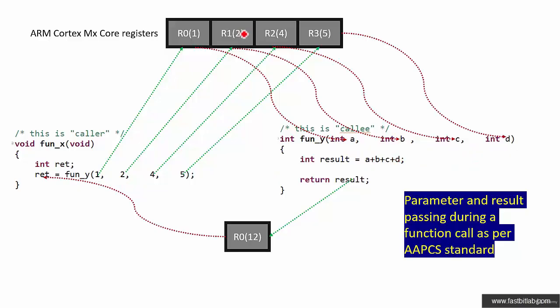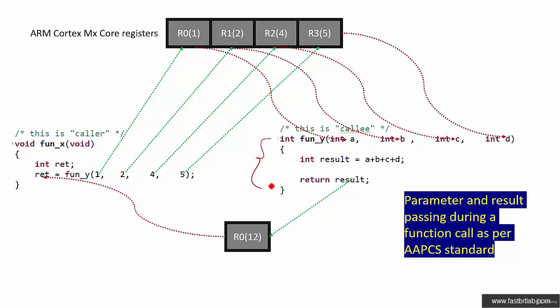According to this standard, always these 4 registers are used to pass the arguments from one function to another during function call. What function x does is it copies these values into its internal registers R0, R1, R2, R3, and function y copies the register contents back to its local variables. That's how arguments are passed from one function to another during the function call.